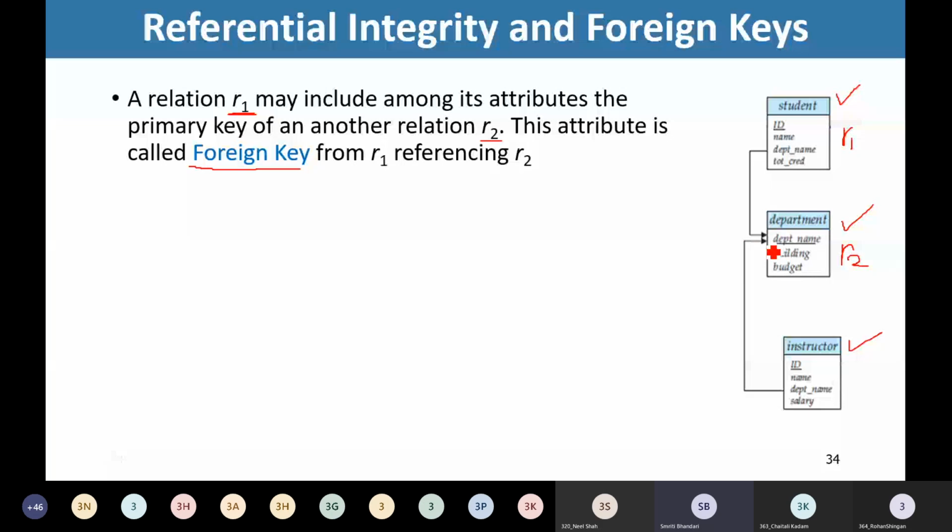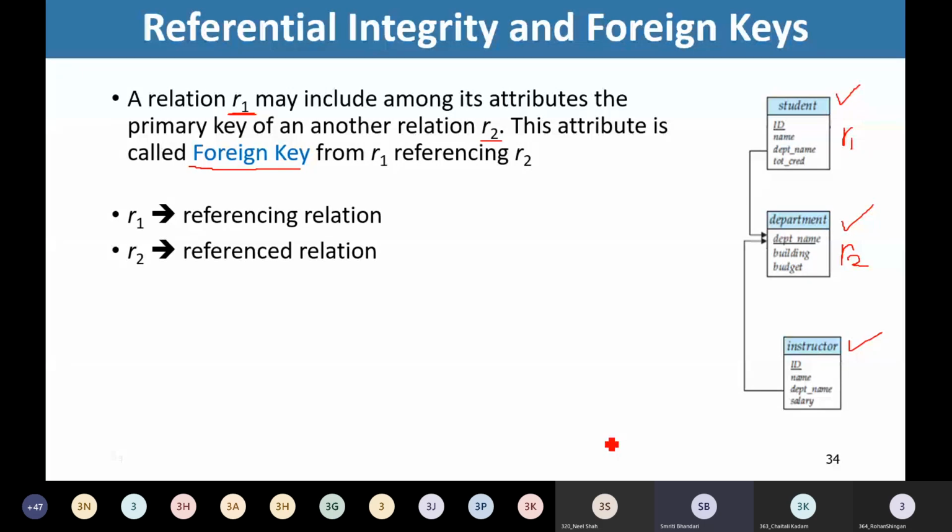If this is the case, then department name in the student relation or this department name in the instructor relation is known as the foreign key. So the foreign key is the attribute that is borrowed from some other relation where that attribute is the primary key.